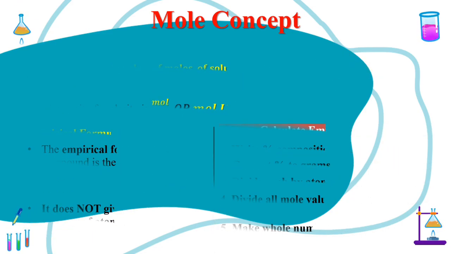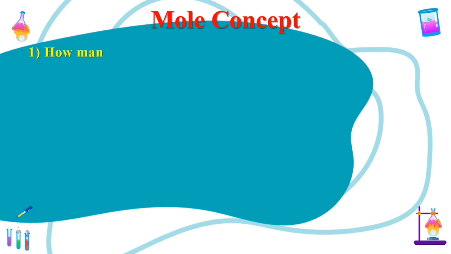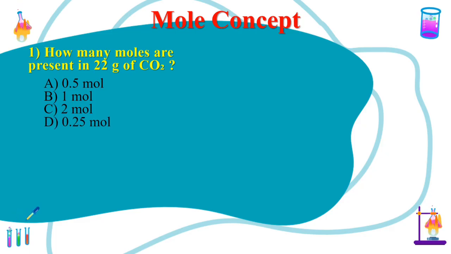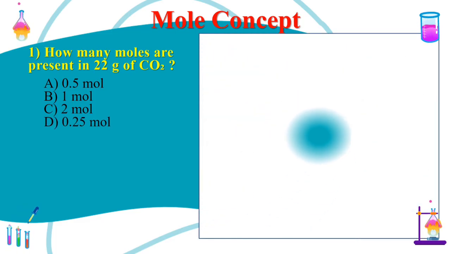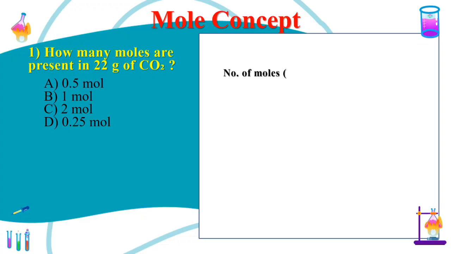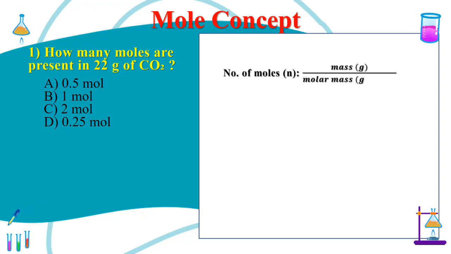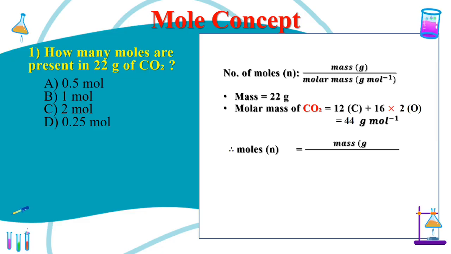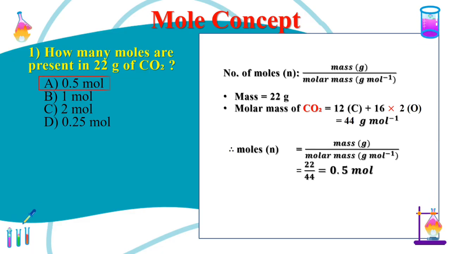Now let's begin with problem solving. First problem is how many moles are present in 22 gram of carbon dioxide, and the options are: To solve this problem, in the first step write the number of moles formula. Also, mass of carbon dioxide is given. We need to calculate molar mass of carbon dioxide, and that is 44 gram per mole. Substitute all these values into the moles formula to get 0.5 mole. So the correct answer is 0.5.